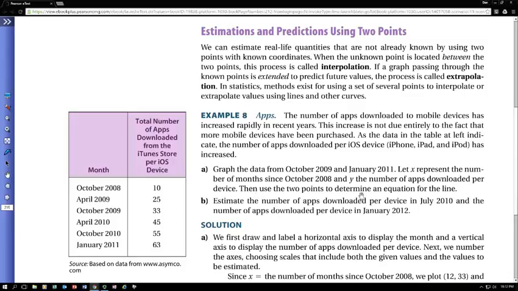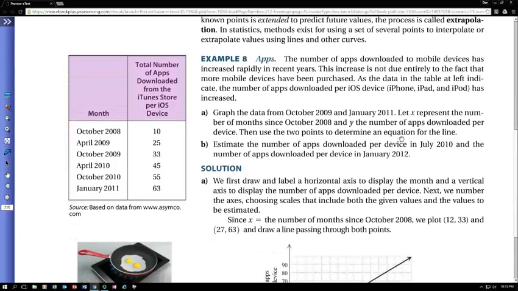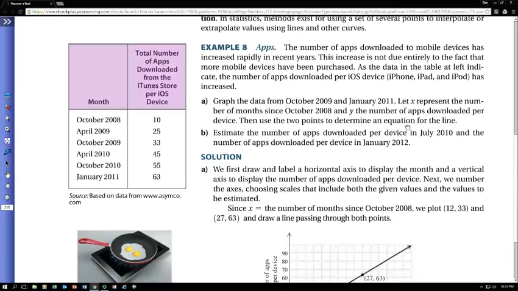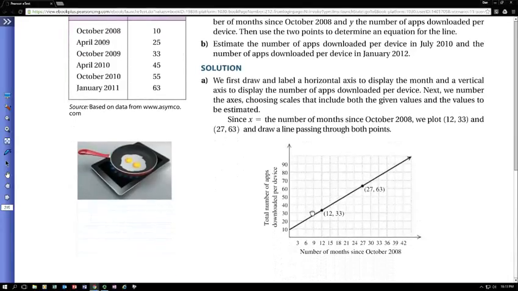Then use the 2 points to determine an equation of a line. Well, we went through that. If I have 2 points, I can get an equation. Well, here's the data, right? And they say graph the data from October 2009. Here's October 2009, and it's 33. October 2008 is 10. Here's those ordered pairs.